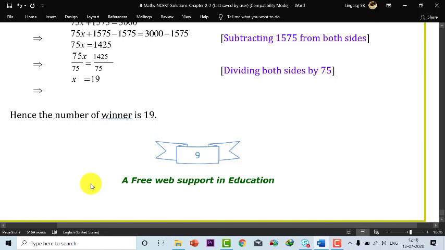So 75 remains on the LHS along with x. So dividing both sides by 75, 75x by 75 is equal to 1425 divided by 75. 75 gets cancelled, only x remains. So 1425 divided by 75 becomes 19. Okay. So hence the number of winners is 19. Thank you.